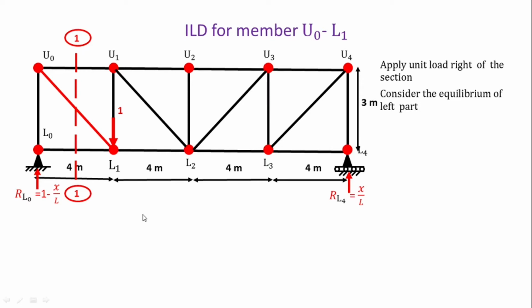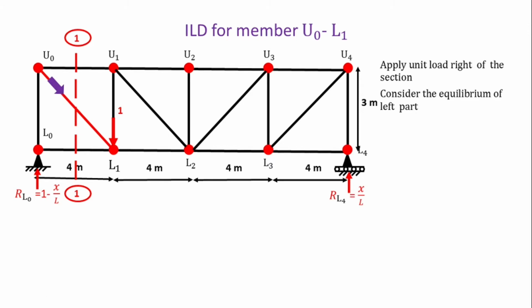Now we are considering the equilibrium of the left hand part, meaning this section's left hand part. This left hand side means this RL0 and then these members' forces. So here again we are applying the sigma Fy conditions. We are assuming that the load is on the right side and we are considering the equilibrium of the left hand side, and that this member is subjected to tension.